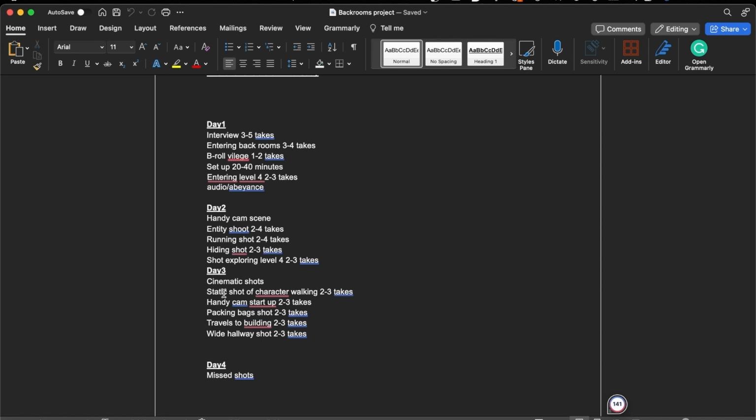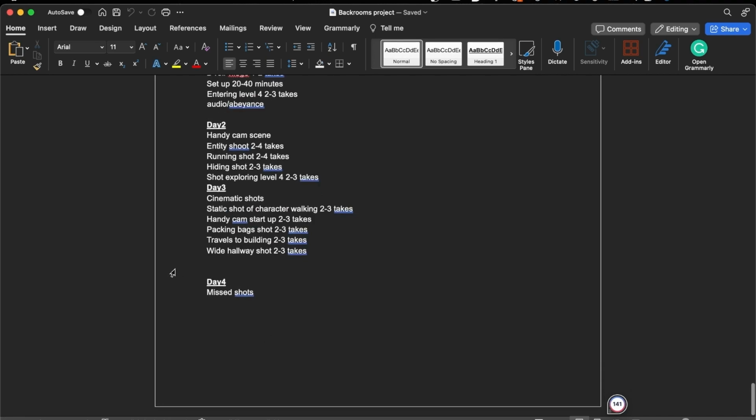Day 3, cinematic shots. Static shot of character walking, 2 to 3 takes. Handycam startup, 2 to 3 takes. Packing bag shot, 2 to 3 takes. Travels to building, 2 to 3 takes. Wide hallway shot, 2 to 3 takes.